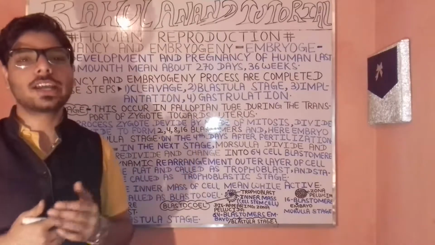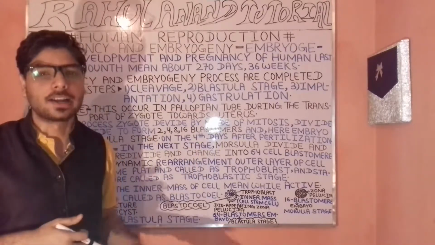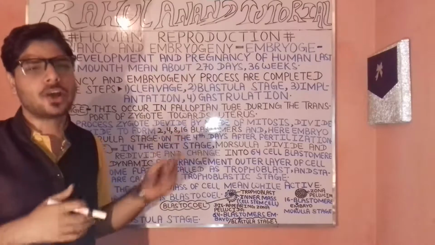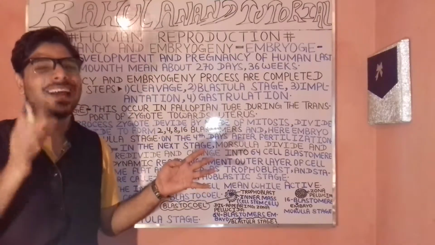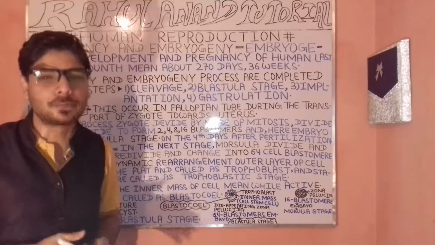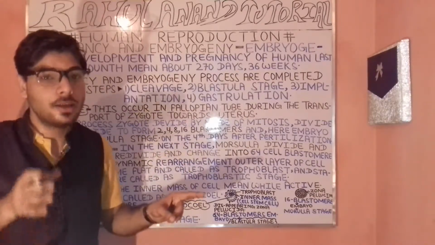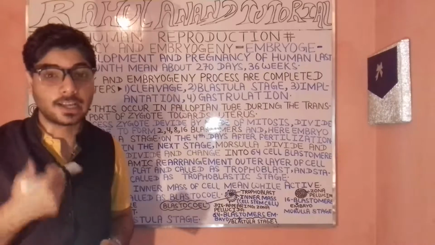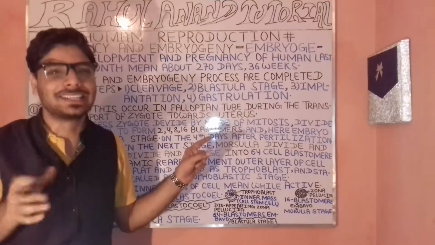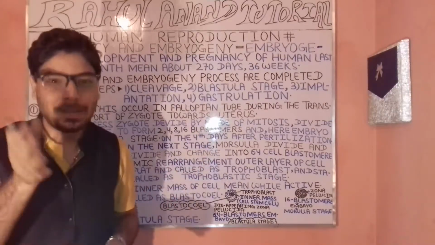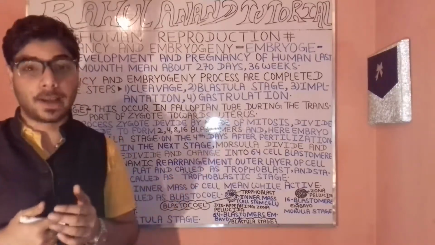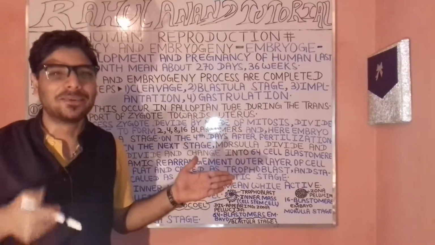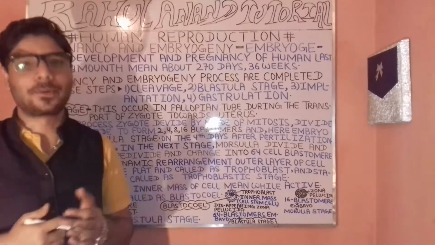Now, when we are talking about pregnancy and the embryonic stage, it proceeds with the help of four vital stages, or processes. What are they? They are the cleavage, then the blastulation stage, then in the third place the implantation, and in the fourth the gastrulation process.